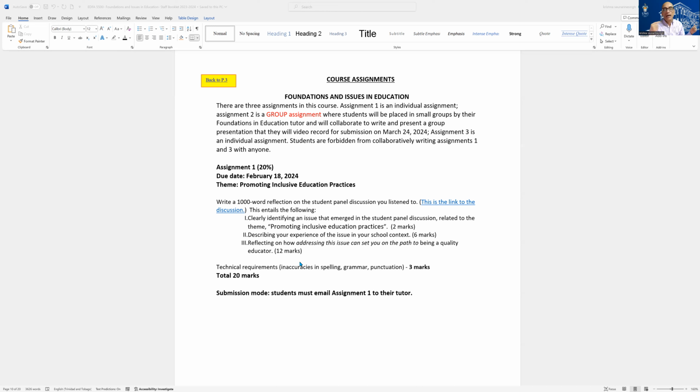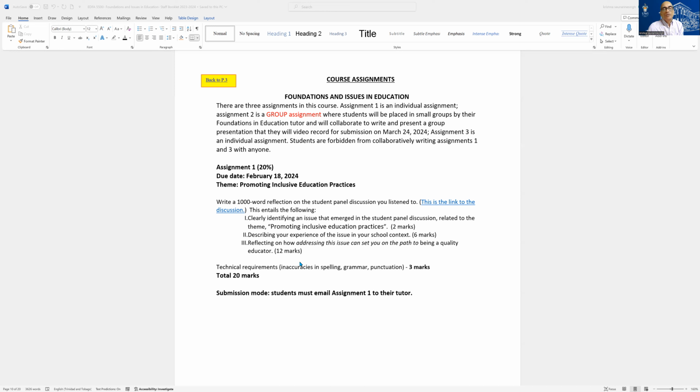But when you add 1, 2, and 3, notice that it must not exceed 1,000 words, which is approximately 4 typewritten pages. Okay. A word of advice: if you have not done much writing for the last couple of years, maybe since your undergraduate degree, then I suggest that you begin early. The due date is the 18th of February, so please begin early and give yourself enough time so that you can do a draft and you can fix it.